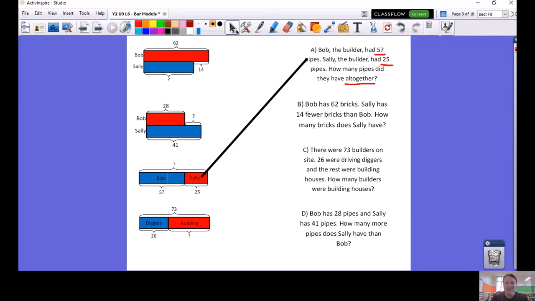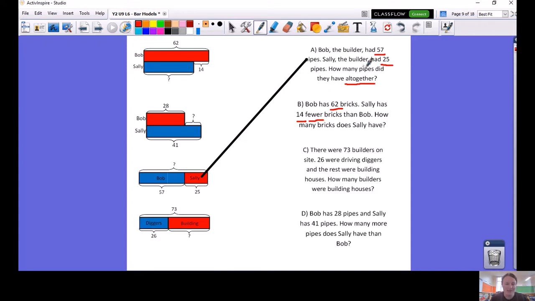Welcome back. Okay, so let's have a look at the next question. Bob has 62 bricks. Sally has 14 fewer. 62, 14. How many does Sally have? If she's got fewer, I need to take away. Fewer means less. Less and fewer, that is a subtraction. When I've got subtraction, I have the... Oh, what do I have when I have subtraction? I have the whole and one part.